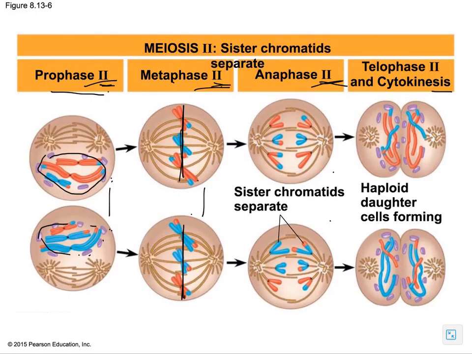In anaphase 2, again, 2 cells where now the sister chromatids are separating. So again, this looks a lot like mitosis. It's just that we have 2 cells going on, and both of those cells are haploid. But the sister chromatids are moving. They're now individual chromosomes, and they're moving towards the poles for anaphase 2.